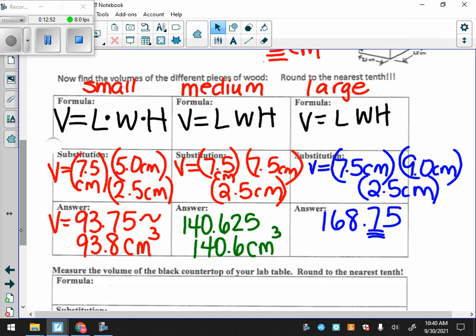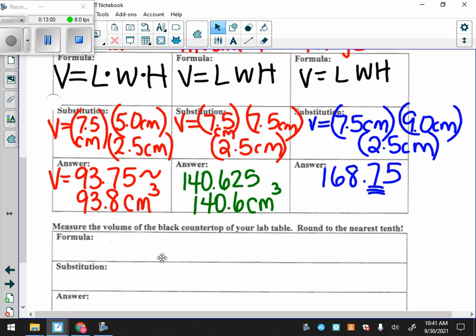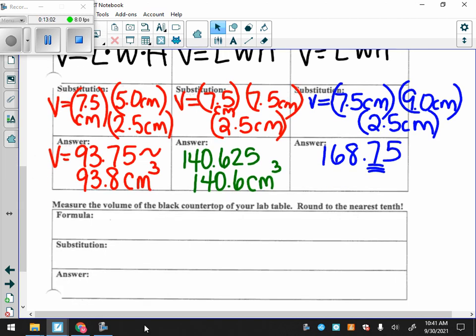So if you're absent, you need to make sure you have the answer correct. This is not correct yet. It's naked and it's not rounded. Now, there's a whole section over here, volume of a black countertop. If you're absent, you don't do this. I need you to do the next page in the packet. If you're absent, I need you to do page 18 in the packet, the page before, so you could show me that you know what you're doing. Thank you.